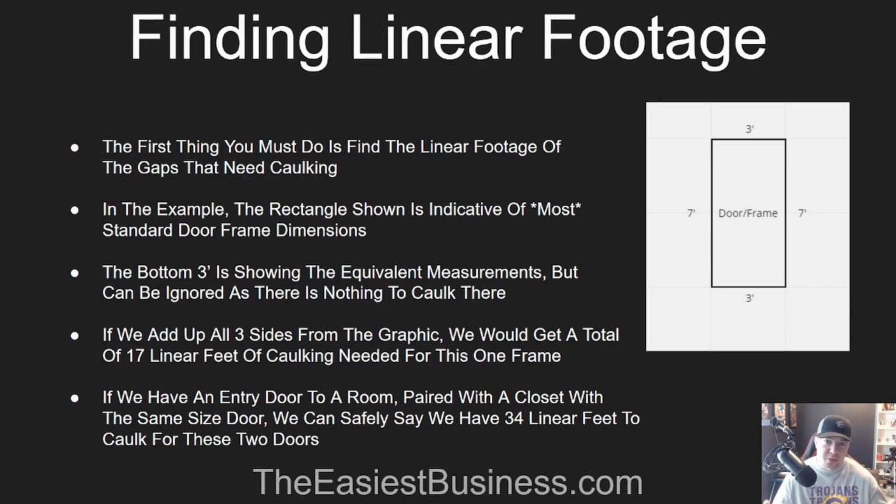But if we add up all three sides from this graphic, we'll come up with 17 linear feet that needs to be caulked for this one frame. So for example, if we have an entry door to a room that's this size, and then we have one closet door in the room that's this size, we'll have 34 linear feet to caulk for these two doors. That's just 17 feet times both doors.